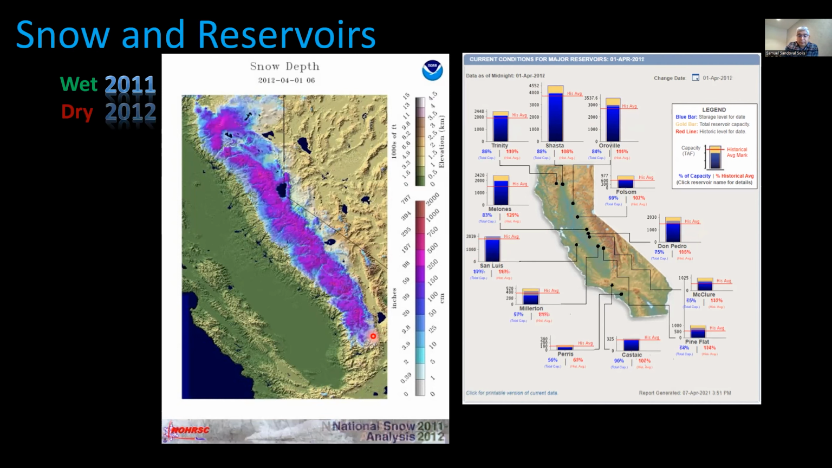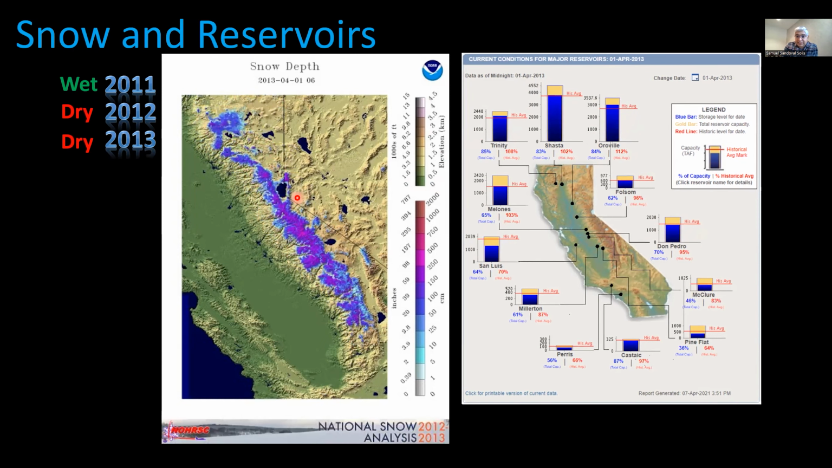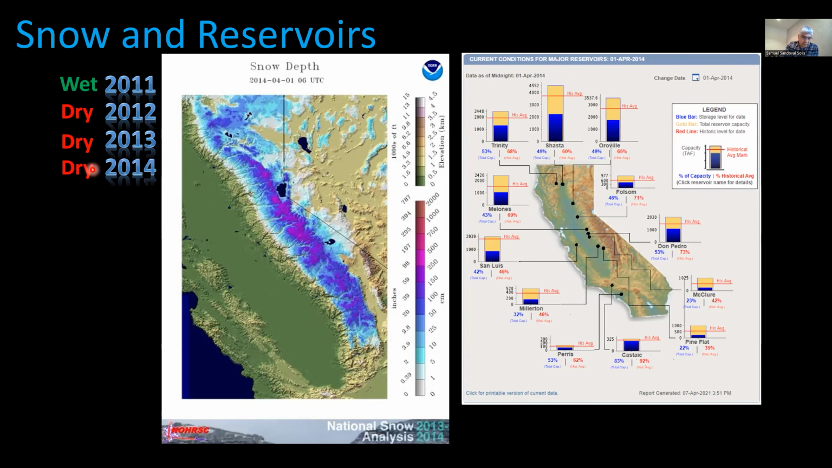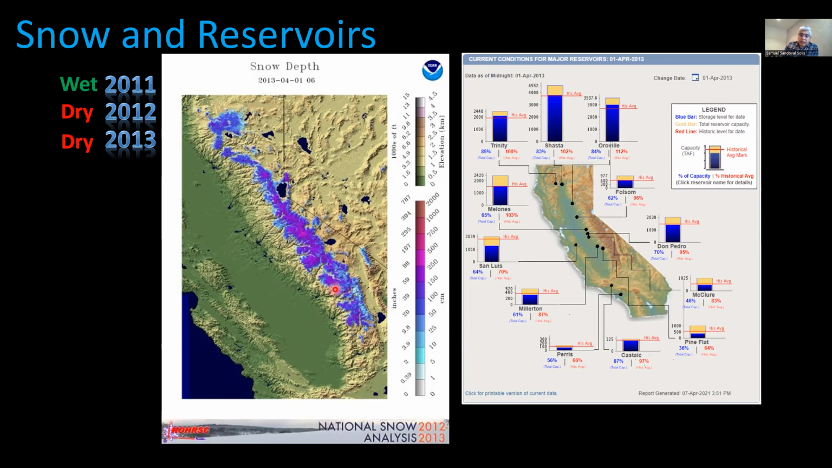So basically, this is what happened the following year. The reservoirs were full. It looks like they were about the same historic average conditions, but in this year, we start having less snow. This was a dry year, 2012, the first year of the last decade's drought. This is the second year, and you can see that dry conditions continue here, and now reservoirs start becoming lower or below historic average.